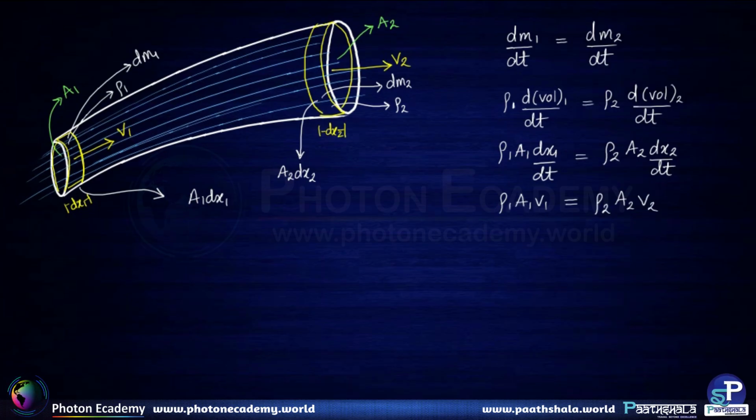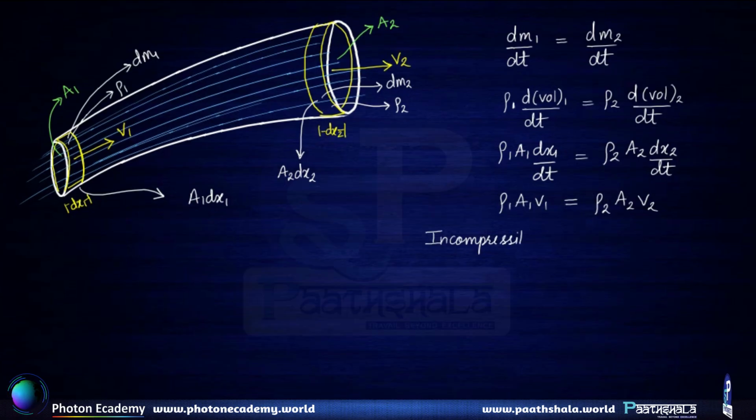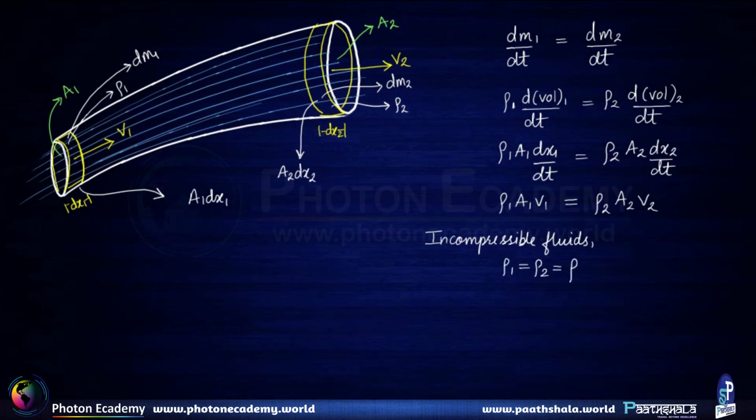In most cases, we are dealing with incompressible fluids. So whenever we are dealing with such incompressible fluids, what we can write down is ρ1 is equal to ρ2, let's say a constant density ρ, because the fluid is not going to be compressed. And hence we get the standard continuity equation A1V1 is equal to A2V2.